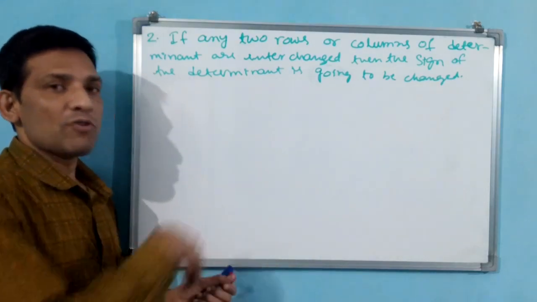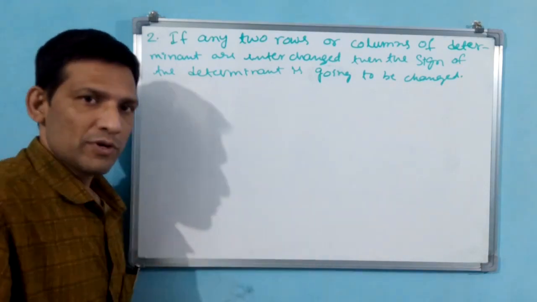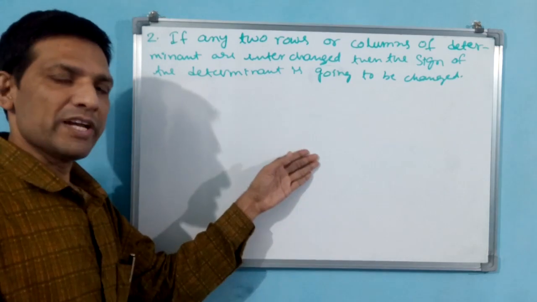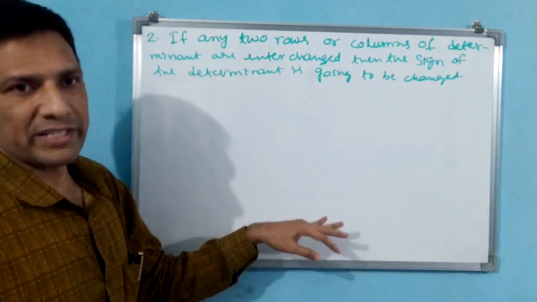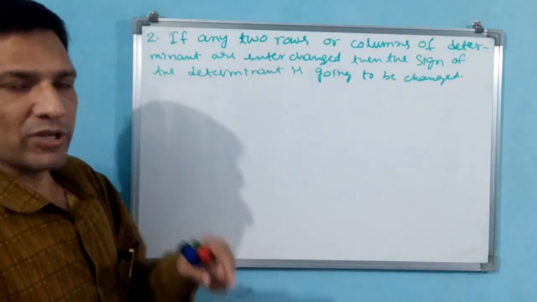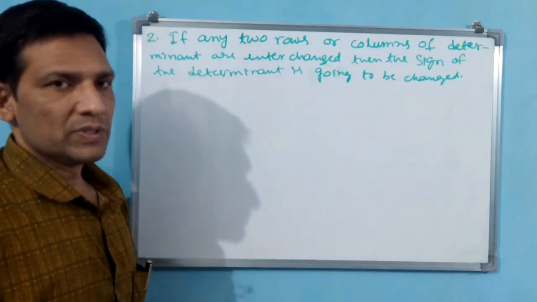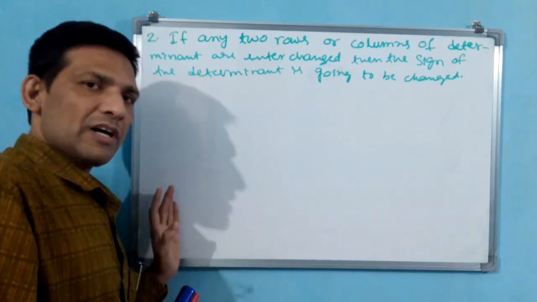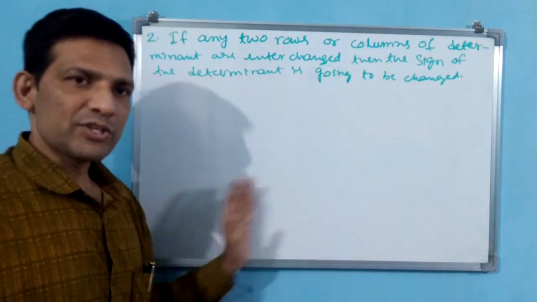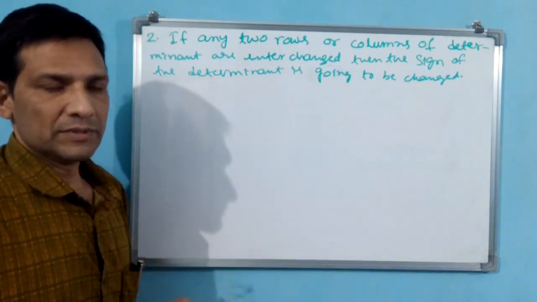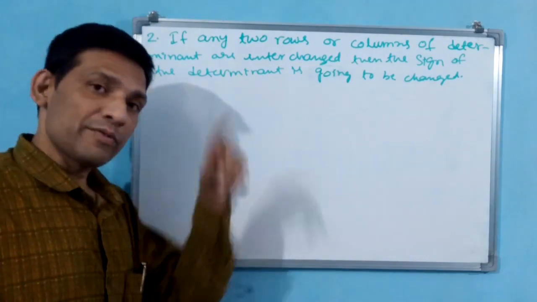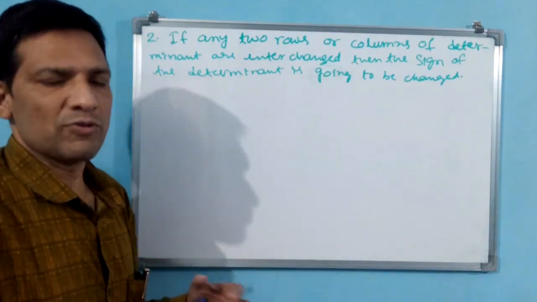Earlier, in the first property, we changed row into column, column into row, but here it is not like that, only between two rows. First row and second row we can interchange, or first row and third row, or second row and third row. That means the first row becomes the second row, and the second row becomes the first row. Columns also: the first column becomes the third column and the third becomes the first. That is called interchange of columns, not interchange of rows into columns. Rows into columns was the earlier one, where the value does not change.